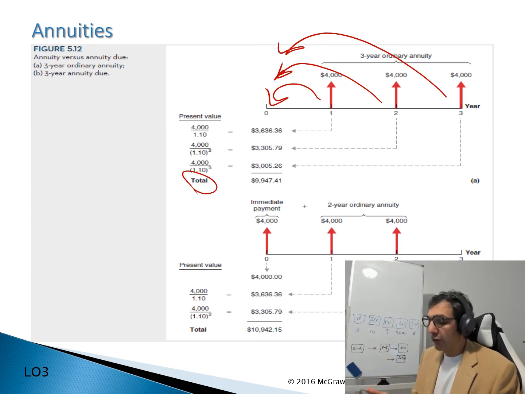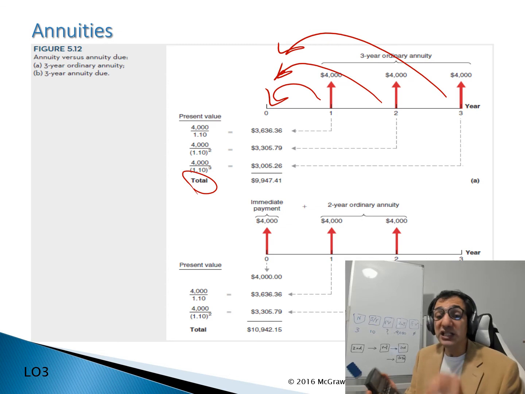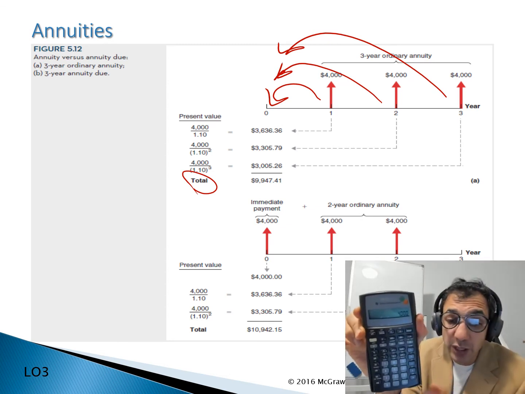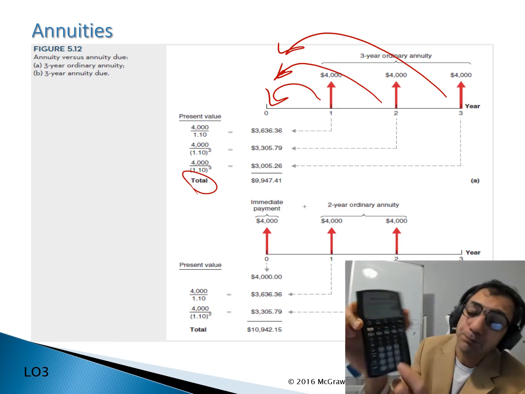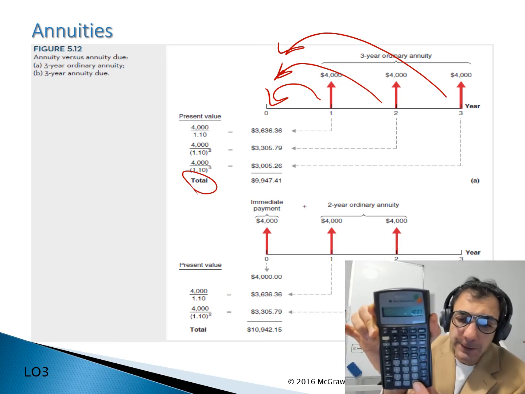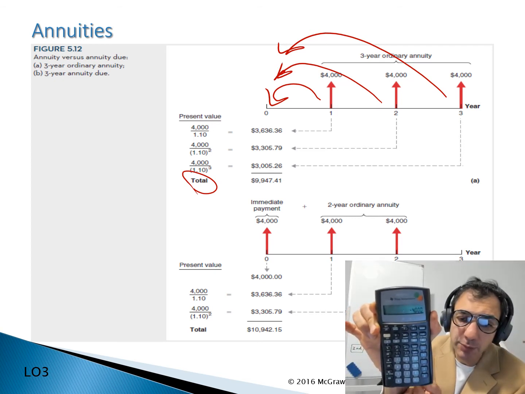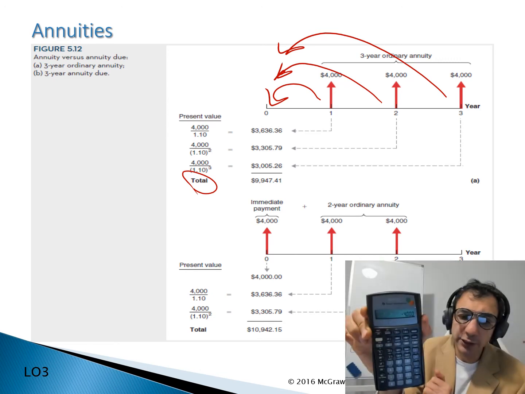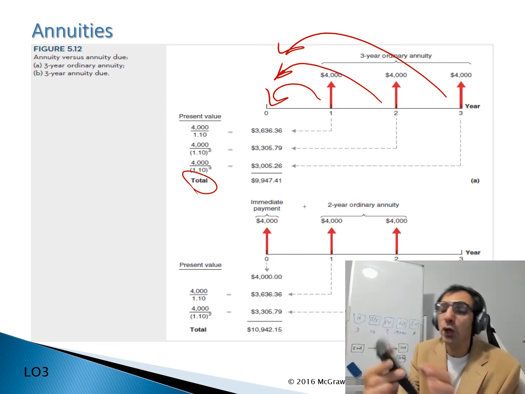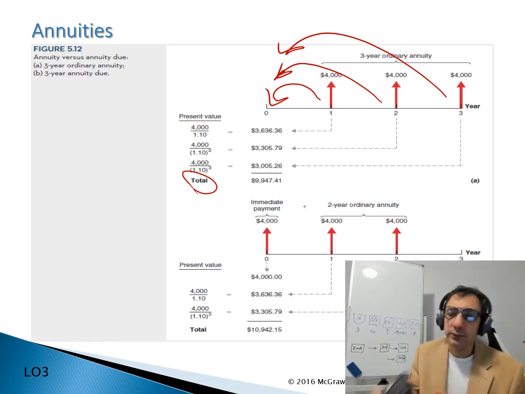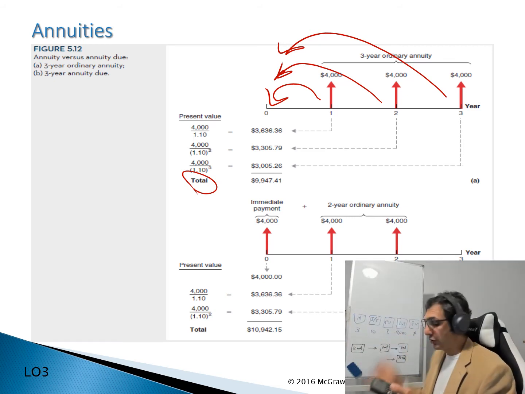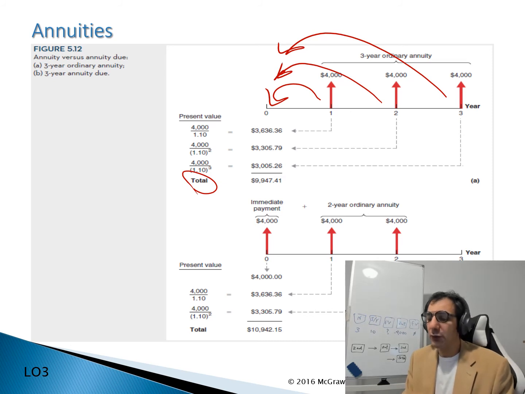The PMT is negative $4,000. So you enter $4,000 first. On the last row, there is a plus-minus button, as you see here. So you hit that plus-minus. Now it changed to minus $4,000. And then you hit PMT on the third row. Finally, the future value FV is 0. So I hit 0 and then future value.